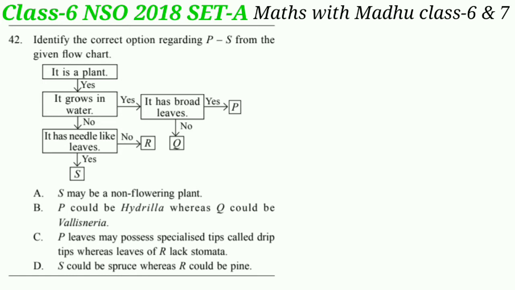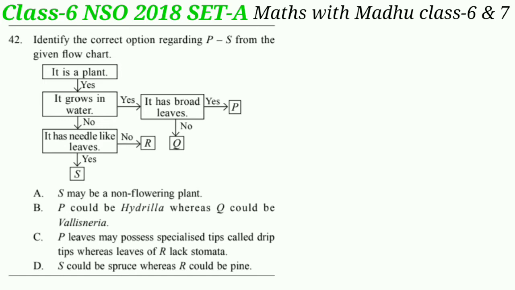Look at the flowchart, try to understand it. It is a plant. If yes, it grows in water. If yes, it has broad leaves. If no, it has needle-like leaves. If it has broad leaves, yes, P. If no, Q. If it has needle-like leaves, if yes, S. If no, R. Let's check for all the options.